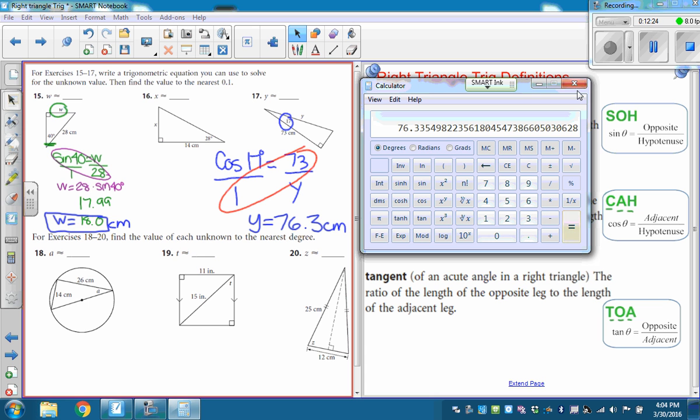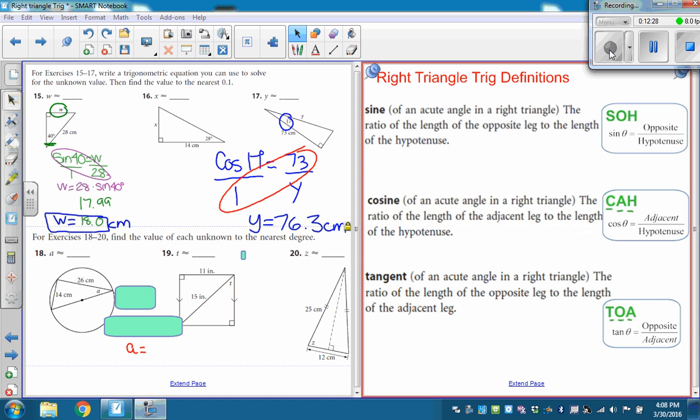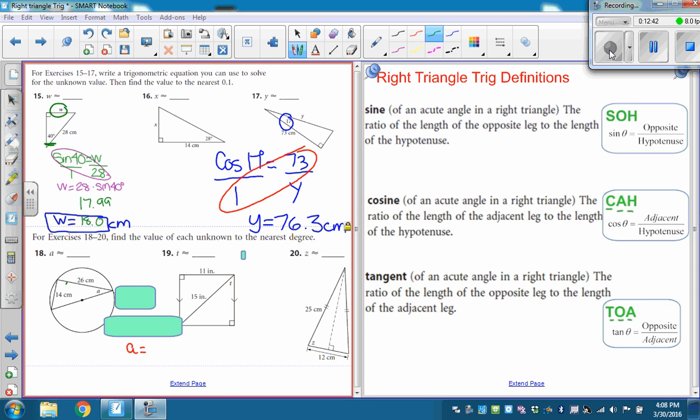Okay, so in looking at problem 18, we'll do problem 18 here. This goes back to circles, and we have a circle and a diameter, and so we know that the inscribed angle is a right angle. So if we just focus on that right angle, we now have a right triangle, and we need to find A.